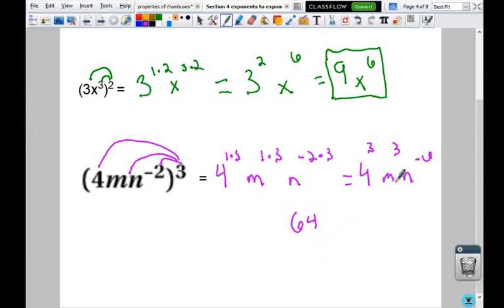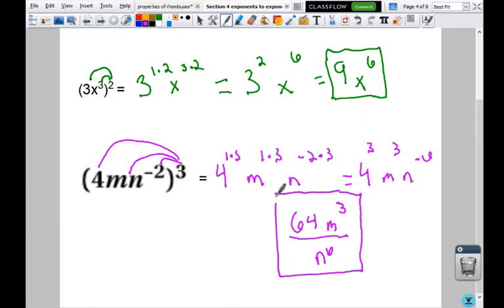So I have 64. Is M to the 3, do I need to flip the side it's on? No, I'm going to keep it up top. What about n to the negative 6? N to the negative 6 is a negative exponent, so I'm going to flip the side it's on, n to the 6 down here. My final answer: 64 M cubed over n to the 6.